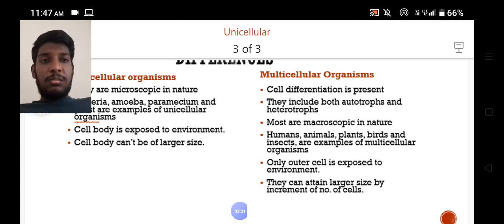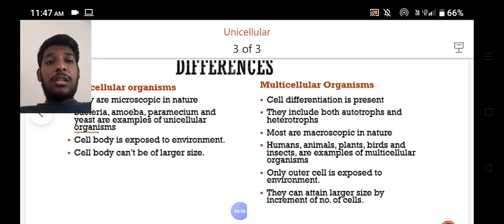In multicellular organisms, only the outer cells are exposed to the environment, whereas in unicellular organisms, the whole cell body is exposed to the environment. In unicellular organisms, the cell body can't be large, whereas multicellular organisms can attain large size by increasing the number of cells.